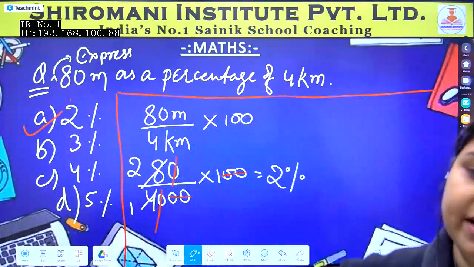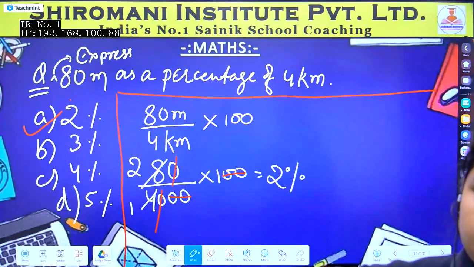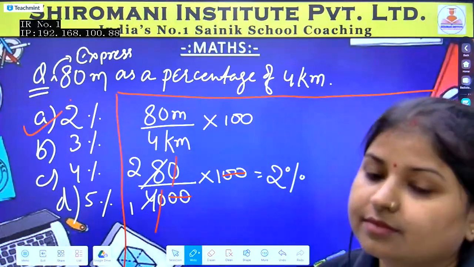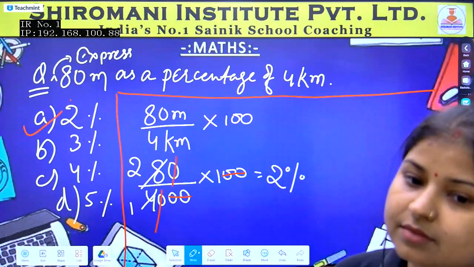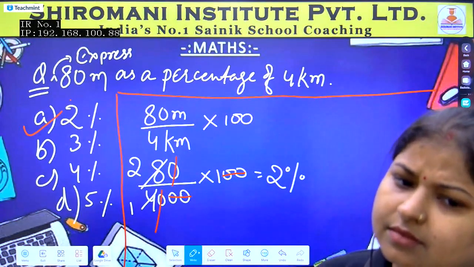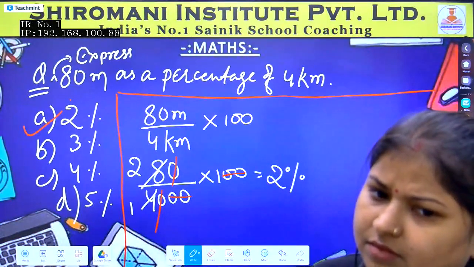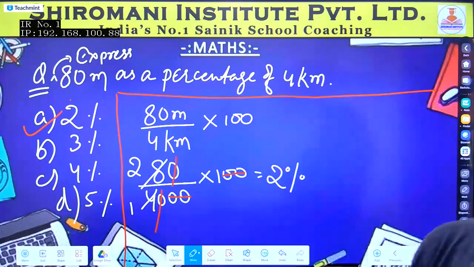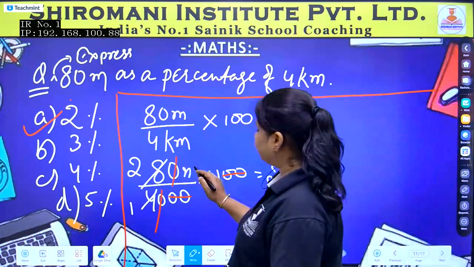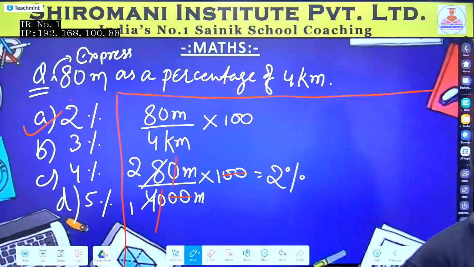Please raise your hand here. No? Yes, Ajish? Ma'am, I was thinking that 80 divided by 4 we get 20, and we have to take 0 and write 2. No, beta, you have to make the unit the same. If this is in meter, you have to make your numerator also in meter. Okay? Please take the screenshot.